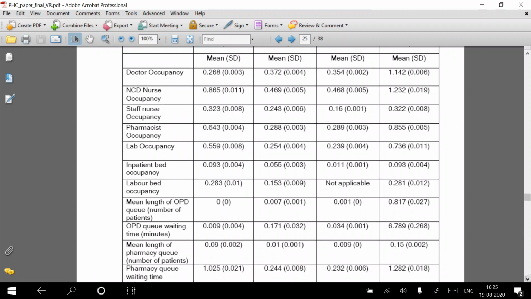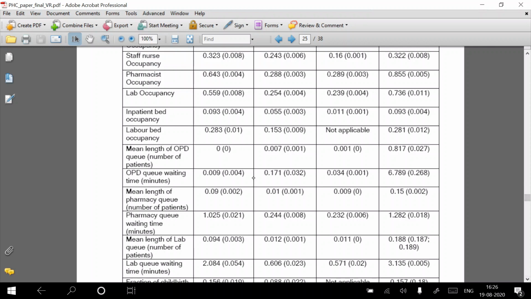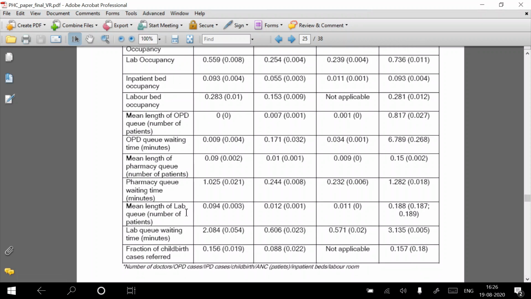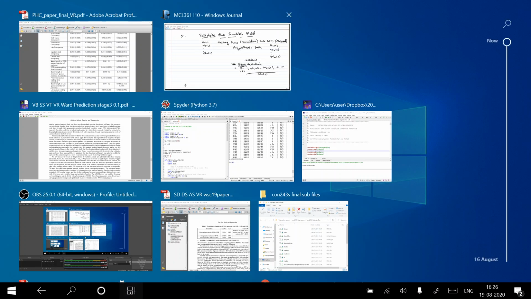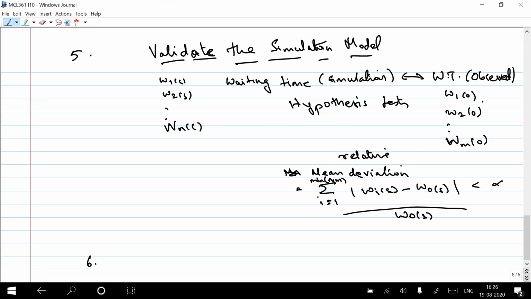Here it's of course pretty low. What is the waiting time in the OPD queue, what is the mean length of the lab queue, for example, what is the waiting time in the pharmacy queue, and so on. So we have various waiting times. We observe the basic waiting times that are of interest, then we can talk about that. You can present that to your stakeholders and get their inputs. After you do this, first what you want to do here is basically just collect key outcomes of interest.